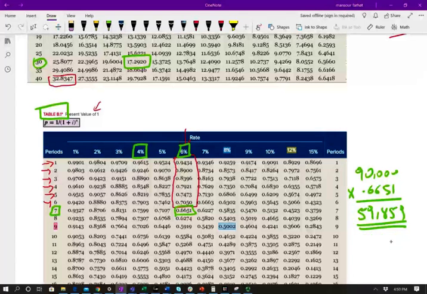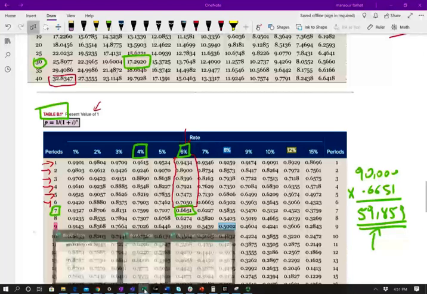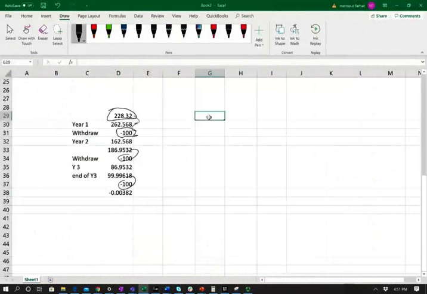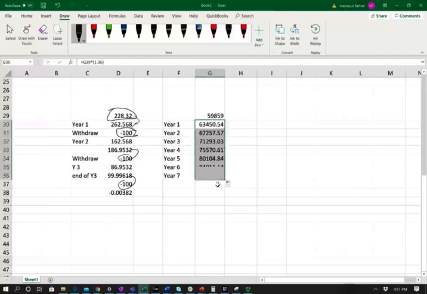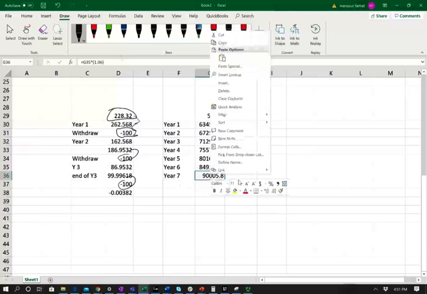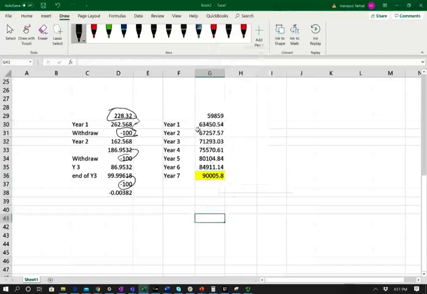Well, let me show you that that's the case. So if you gave someone $59,859, and this money is gonna grow for 7 years. So year one, year two, it's gonna grow for 7 years and it's gonna grow at 6%. So we'll take the prior amount times 1.06, and if we let that money grow for 7 years, and notice you will get exactly 90,000.